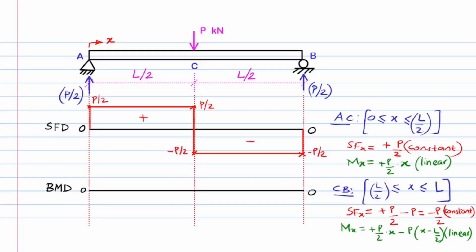The maximum shear force is found to be 1/2 P kilonewtons spread across half the beam lengths and changing direction, and the maximum bending moment is found to be P times L over 4 located at the center of the beam.